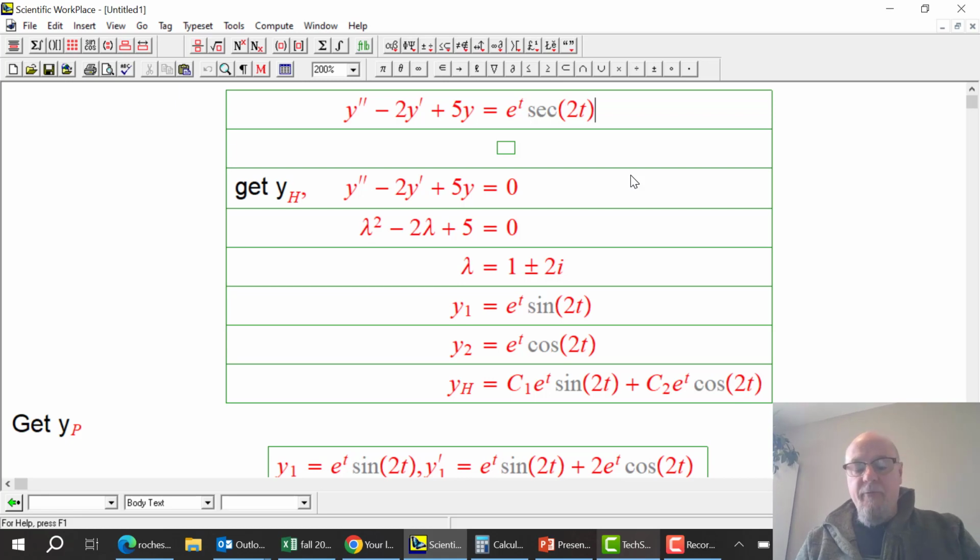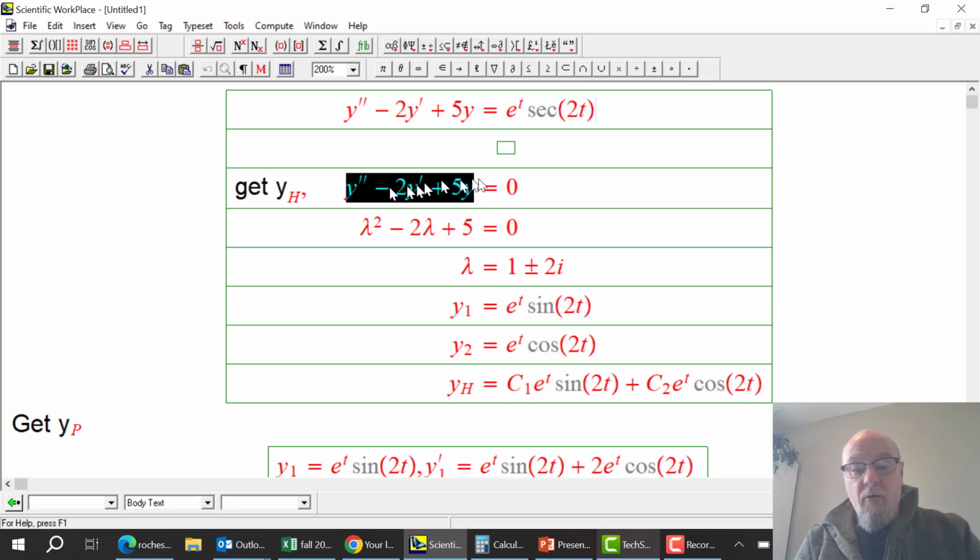And at the end, after we've got the general solution, then if they give us any initial conditions, we can find the constants. That's the last thing we do. There's no initial conditions given in this example, so we don't have to find the C's. All right, so step one is get the homogeneous solution.